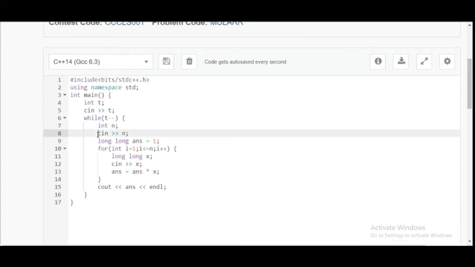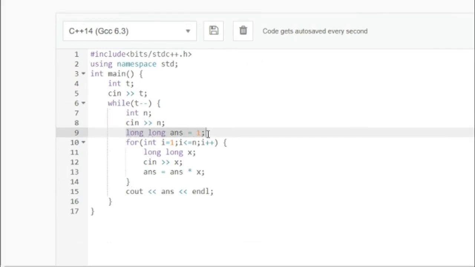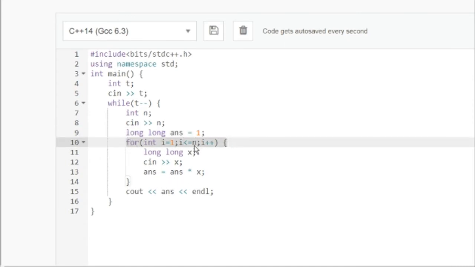Okay, then we have also taken n as input. First the number of test cases, then the number of elements, then we have taken long answer equal to 1. Okay, so we have already set it to 1. Why not 0? Because they are talking about product, not addition. If it is a sum, then it should be 0, but for product it should be 1, because multiplying by 1 will not affect the result. Then there is a for loop with int i equal to 1 to n and i plus plus. Then long x is the input, and x and answer are used to compute the solution.